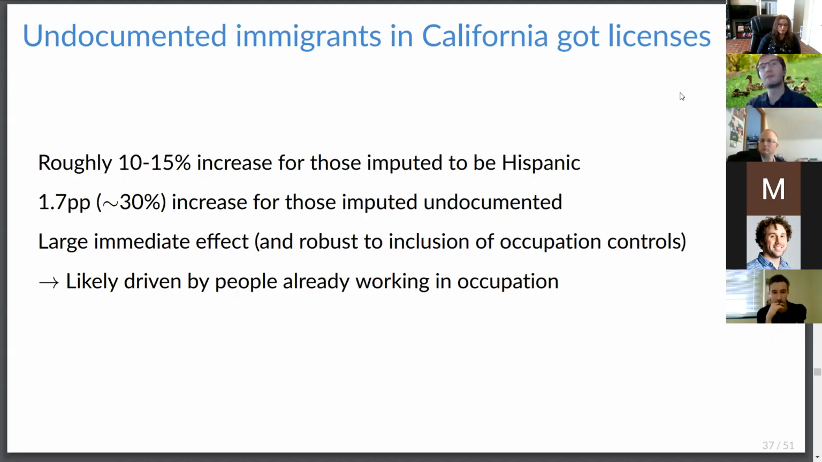So just to summarize these results, there appears to be, at least in these preliminary results, a fairly large and immediate effect of this licensing reform on licensing rates among undocumented immigrants. So for my first question, I think there's pretty strong evidence that there's a first stage here. Okay.